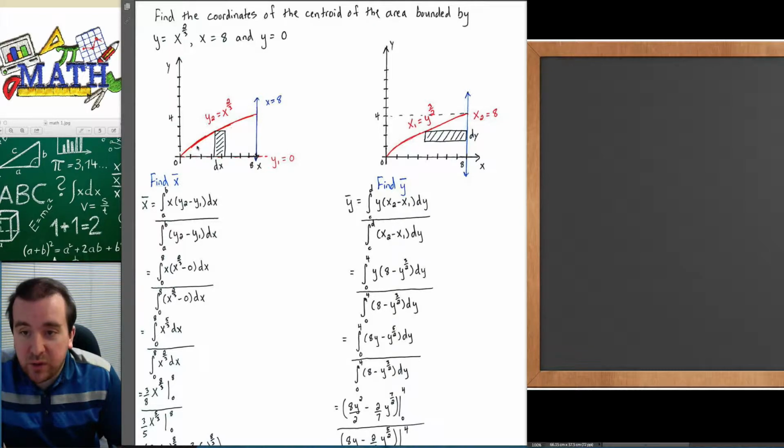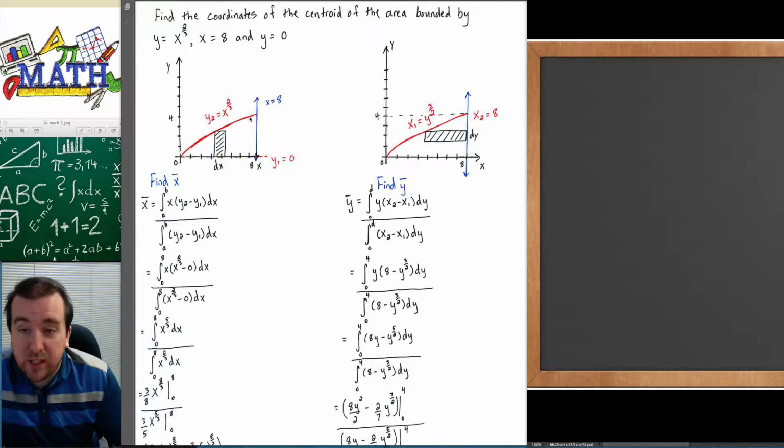In order to find x bar, we need to look at vertical elements of width dx, and we need to be able to graph this function y equals x to the power of 2 over 3. Now this function may be a little hard to graph, so you could use a table of values or some graphing utility if you wanted to see what that looked like. And then x equals 8 is pretty easy to graph, right? It's just a vertical line at x equals 8.